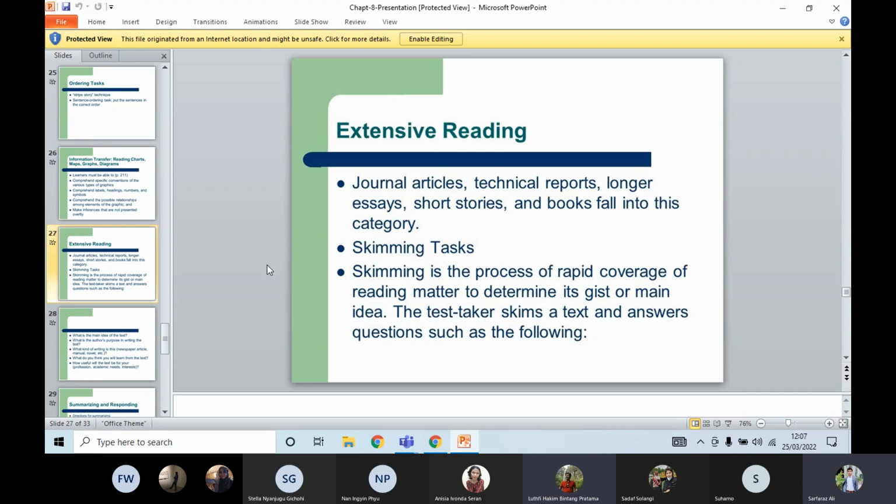Yes, and the books fall into this category. All types of these long texts fall in the extensive types of reading. And for this, we always use different techniques and strategies to cover all those large texts. We sometimes use skimming, and as you all know, skimming is a type of process to repeat coverage of the reading material to determine its gist or the main idea. A number of readers always apply it along with different strategies.